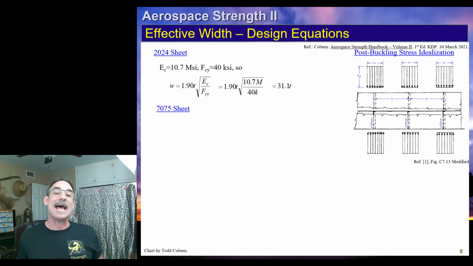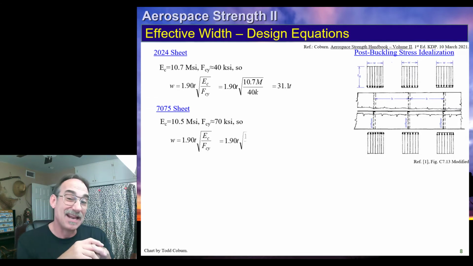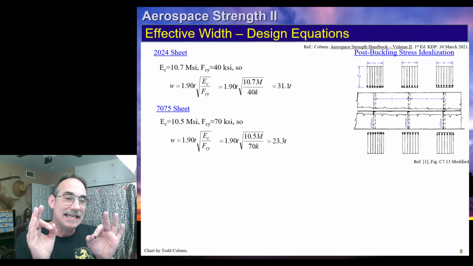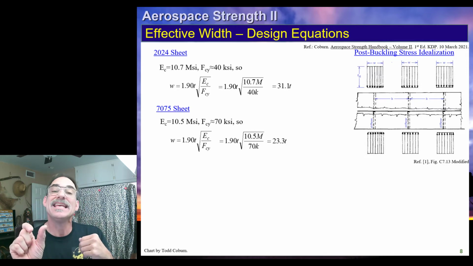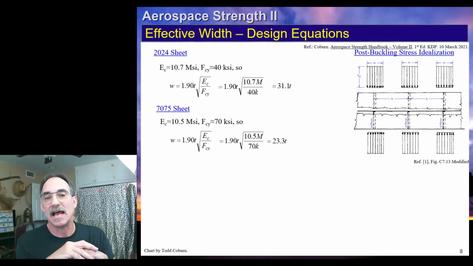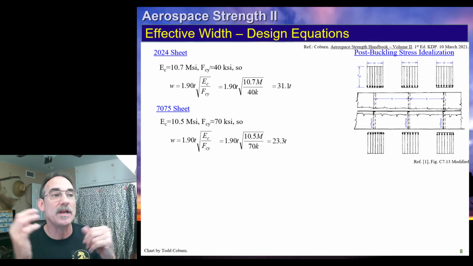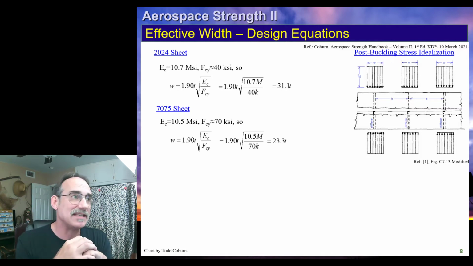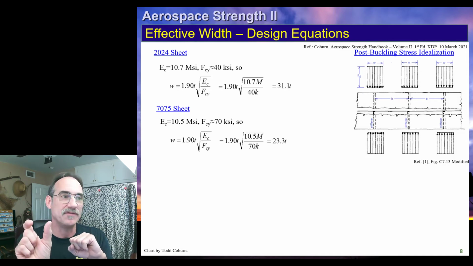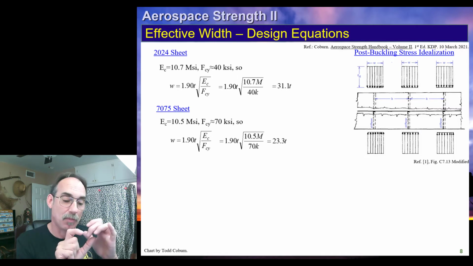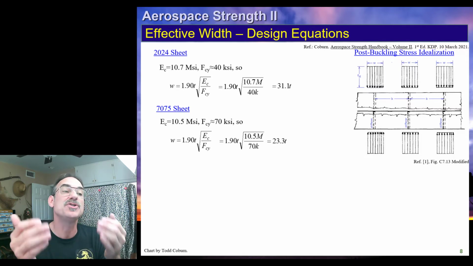If instead we had 7075 T6 sheet, we'd get an E sub C of 10.5 million, yield strength of about 70 ksi, and we would find that our effective width is about 23.3 times the skin thickness. What these design equations basically mean is if we have 2024 skin, without doing a whole lot of fancy calculation, we can assume about 31 T is the total effective width of skin per fastener tying the stringer to the skin. If we have 7075, we can assume it's about 23.